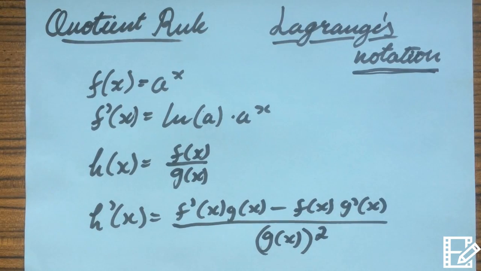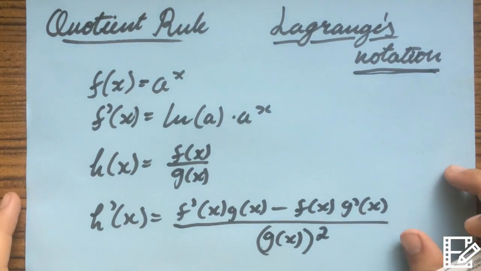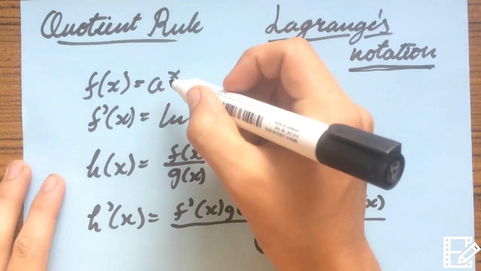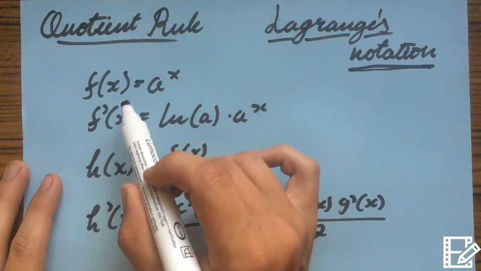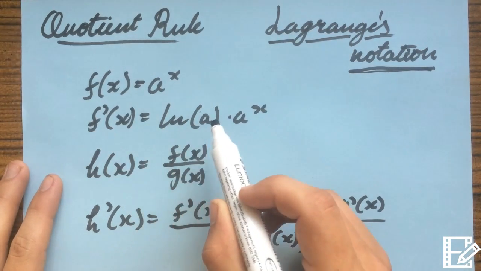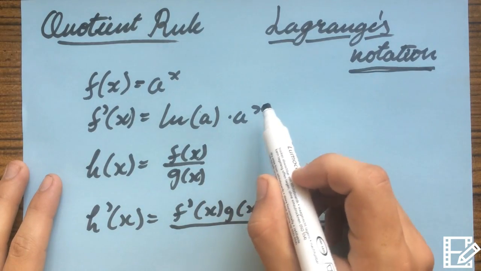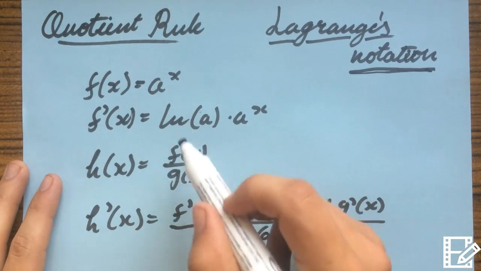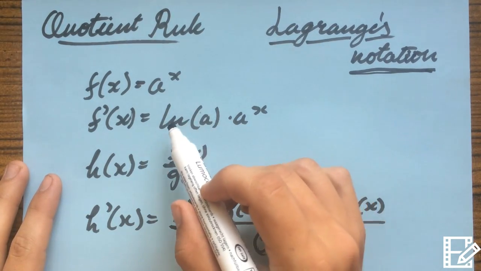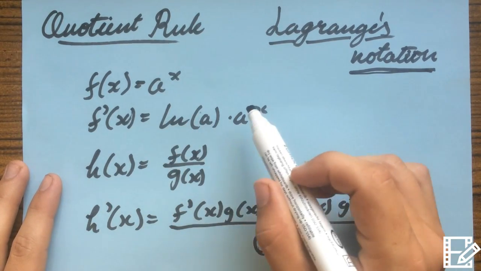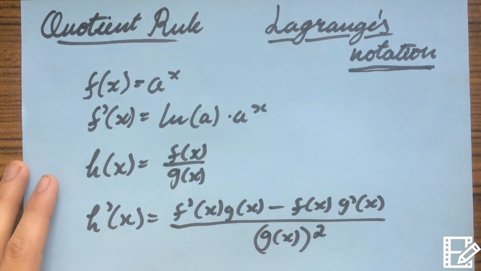Derivatives with exponentials, the quotient rule, Lagrange's notation. Here we have a function, a to the power of x. When we derive that function, we get ln of a multiplied by a to the power of x. A is just a number. If you had 8 to the power of x, you would end up with ln of 8 multiplied by 8 to the power of x.